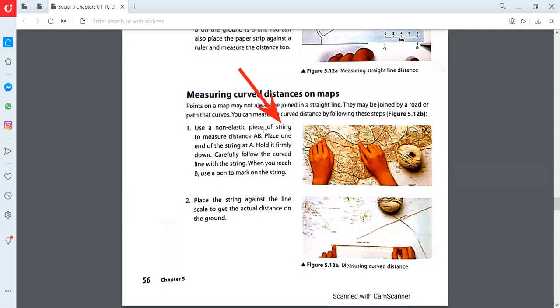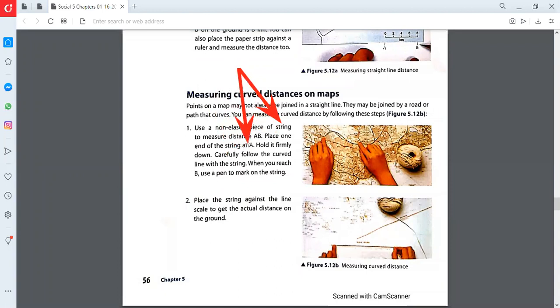String or thread. Non-elastic means it doesn't have flexibility. It means that you cannot stretch it. You cannot stretch it. Okay. So use a non-elastic piece of thread or string to measure distance. They took one thread or a string and measured a distance between A and B.